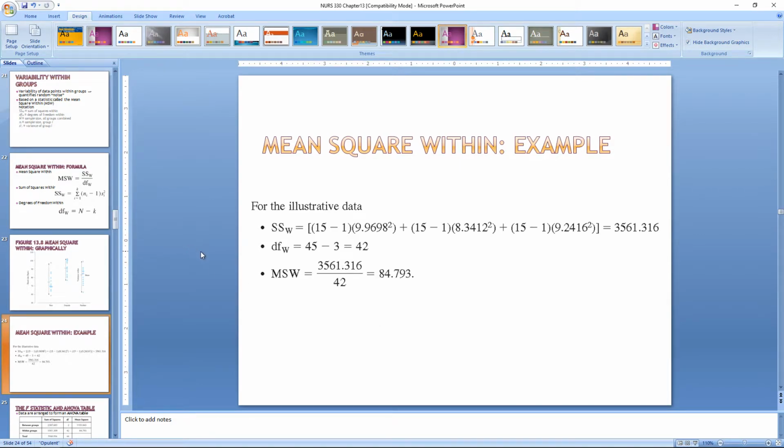So now when we want to calculate the mean squared within, we take our sum of squares within divided by our degrees of freedom within to get our mean squares within. So 3,561.316 divided by 42 equals 43.793.